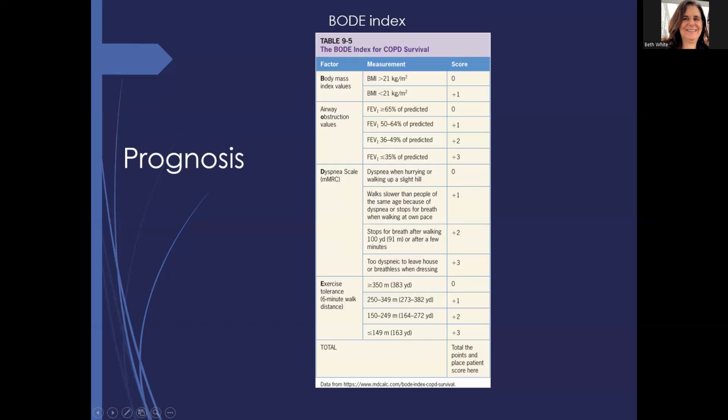A score of 0 to 2 gives an 80% 4-year survival rate. A score of 3 to 4 gives a 67%, 5 to 6 a 57%, and a score of 7 to 10 only an 18% 4-year survival rate. So it just gives us an idea of how that patient's going to do.